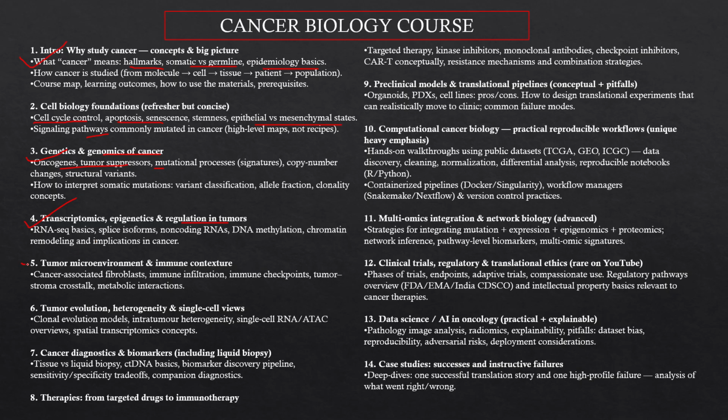And we have also looked into the tumor microenvironment with the immune context and the crosstalk between the different immune checkpoints and the metabolic interactions. We have also covered cancer diagnostics and biomarkers in the later parts. Then we have covered the therapeutics, the targeted drugs, and immunotherapies like CAR T and the concepts. Tumor evolution also comes under the primary lectures. And then we have covered CAR T concepts and resistance mechanisms. Then we have looked into the preclinical, mouse, and animal models.